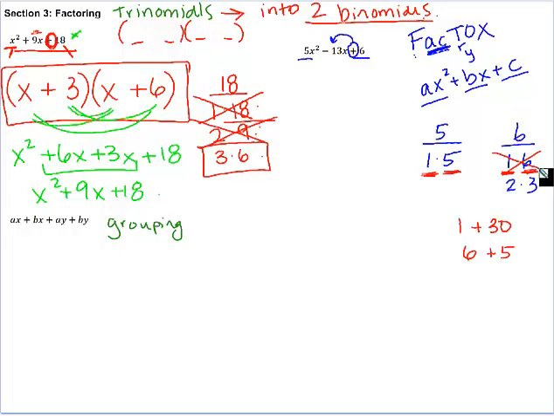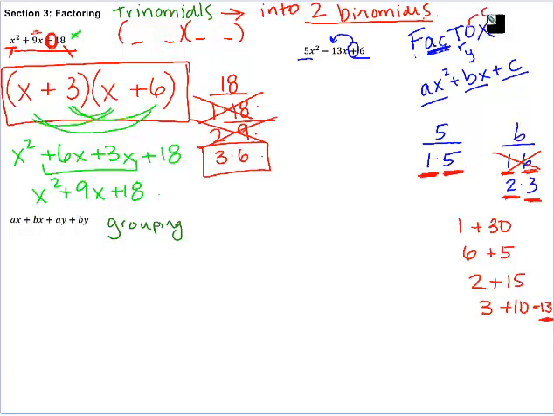Now you move down to the next one. 1 times 2 is 2. 5 times 3 is 15. 2 and 15, those do not give you 13. So you do it in the other order. 1 times 3 is 3. 5 times 2 is 10. Those do add to give you 13. So there we found one that added to give us 13.